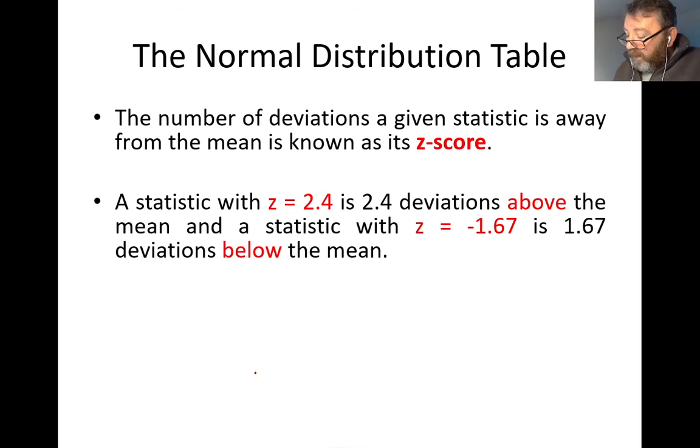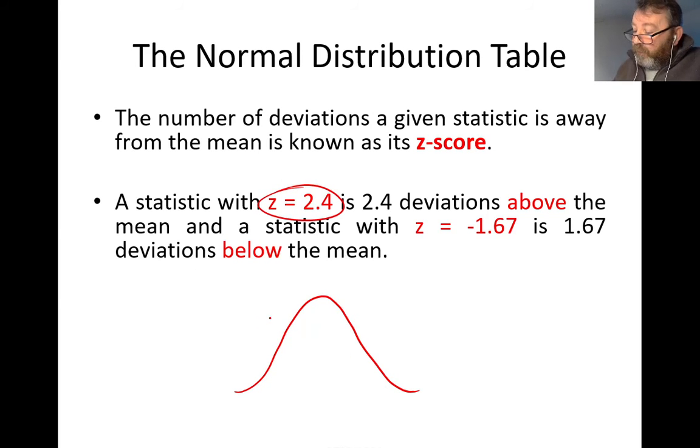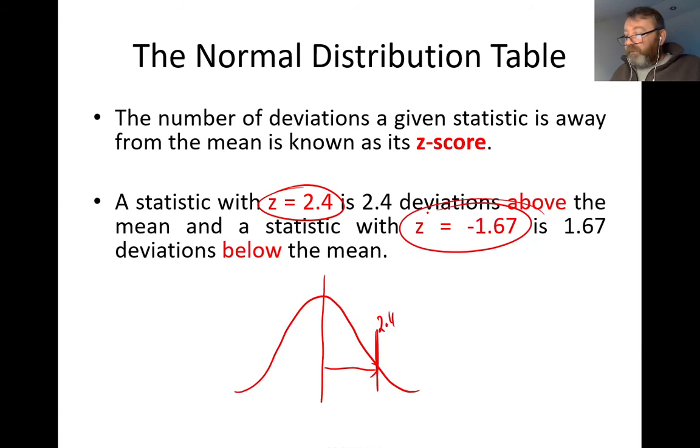So I know straight away in this case, if I draw my normal curve like that, that anything with a Z-score of 2.4 is up here. There's your mean, and there's 2.4 deviations away from the mean. Now, because it's plus 2.4, it's to the right-hand side. If an object or a statistic has a Z-score of minus 1.67, that brings it down here. Now, it's minus 1.67 deviations away from the mean.